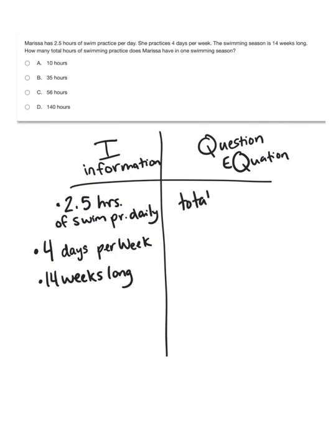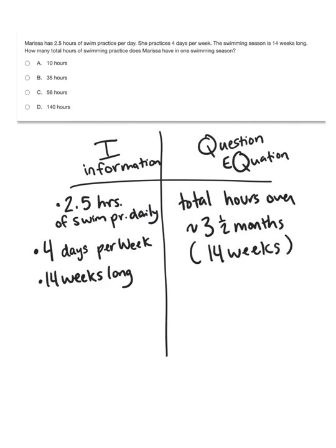So I'm going to record that over here as total hours over about 3.5 months, which is the same as 14 weeks. So I need to use the information that I've been given, and I'm going to try to write an equation that will help me figure this out. Now I want you guys to start getting into the habit of using a letter to represent an unknown number. So in this case, I'm going to say that N represents the number of hours she practices.